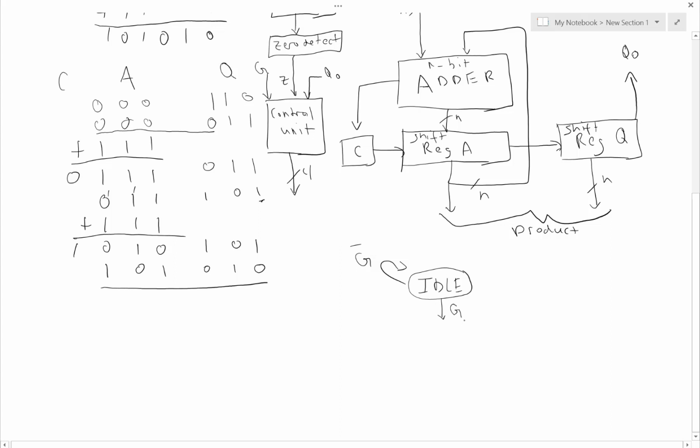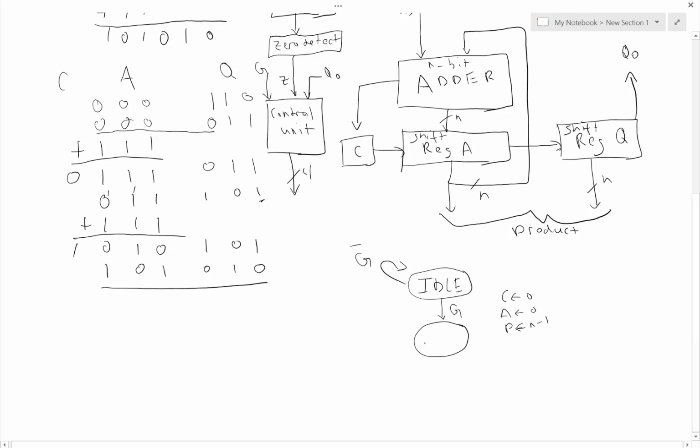And when I do that, before I get into the next state, I also want to initialize all my registers. So for example, C will get the value of 0, A will be initialized to 0, and my counter P will be initialized to the value of n-1.